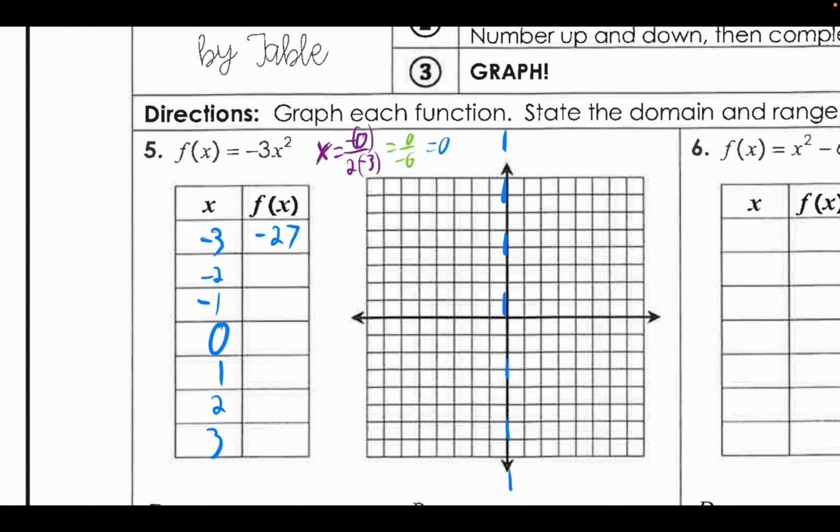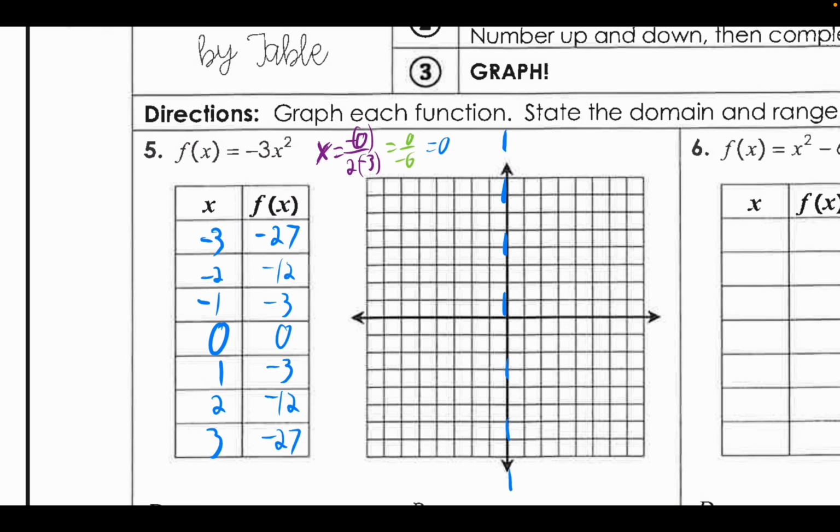Negative 12, negative 3, 0, negative 3, negative 12, and negative 27. And we're like, whoa, these numbers are big. Yeah, they are. So meaning just the negative 3, negative 2, 2, and 3 are going to go off the graph, and that's okay. We don't have to worry about graphing those then.